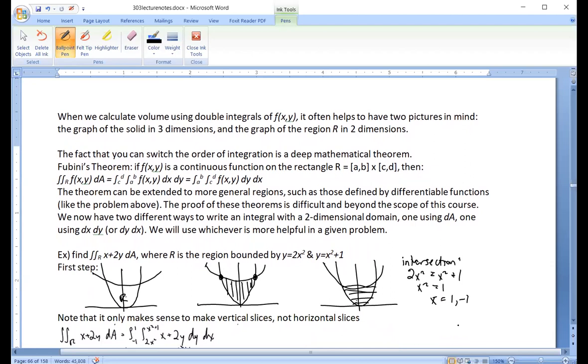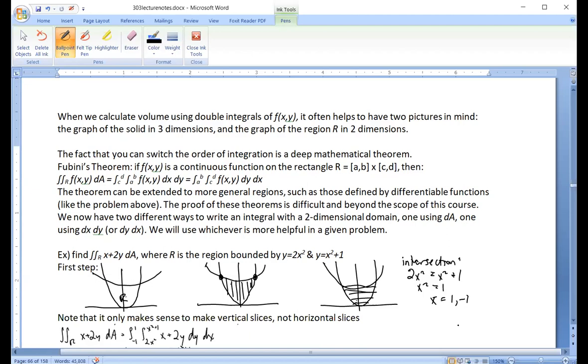Now we can set up our integral. So the double integral over the region of our function x plus 2y dA equals what? Now we know we're making vertical slices, so x gets the constant boundaries of integration. So dx goes on the outside, and the boundaries for x are -1 to 1. Next, the boundaries for y.